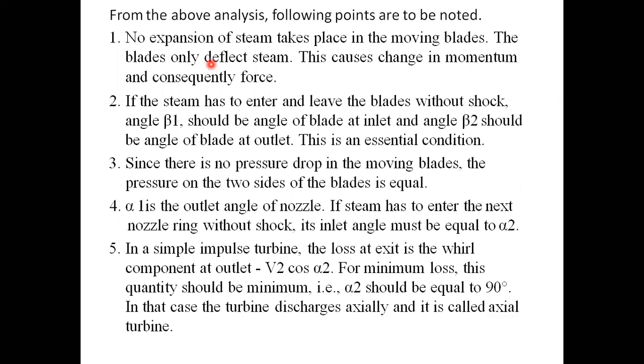In a simple impulse turbine, the loss at exit is the whirl component at outlet, V2 cos alpha 2. For minimum loss, this quantity should be minimum, that is, alpha 2 should be equal to 90 degrees. In that case, the turbine discharges axially and it is called an axial turbine.